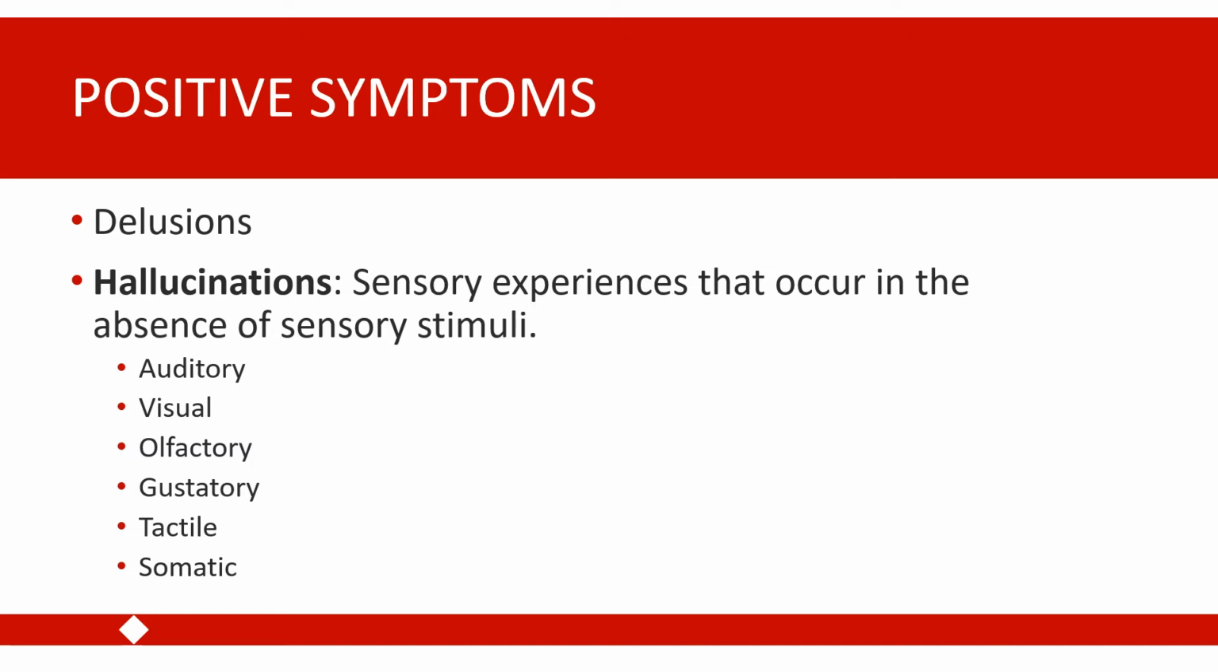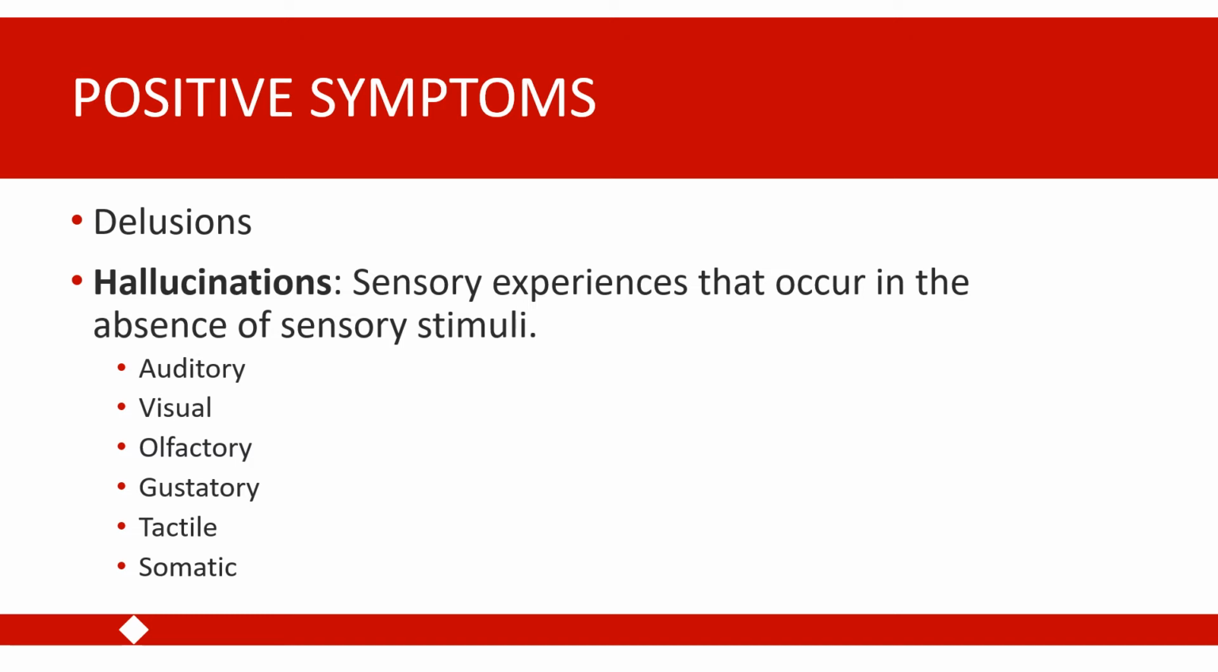A common example of a tactile hallucination, common, for example, in individuals who have ingested hallucinogenic drugs or things like cocaine, are tactile hallucinations of having bugs crawling over your skin. And a related but different kind of hallucination is somatic hallucinations.